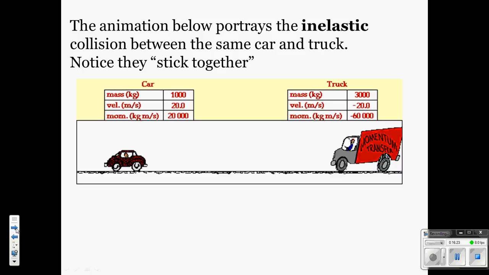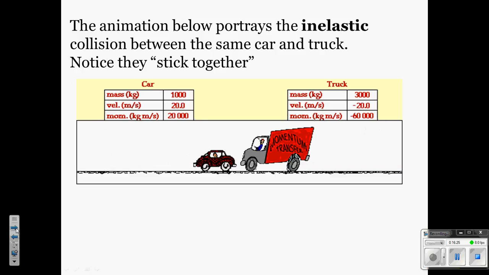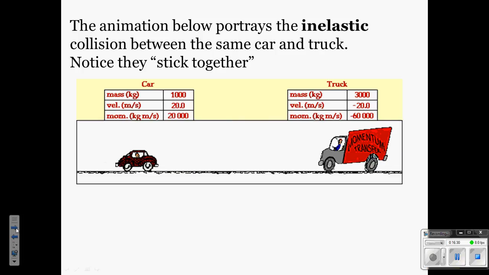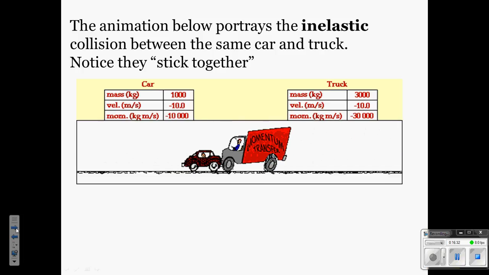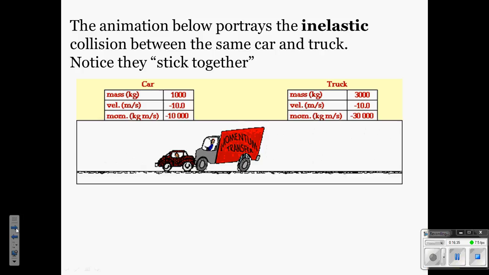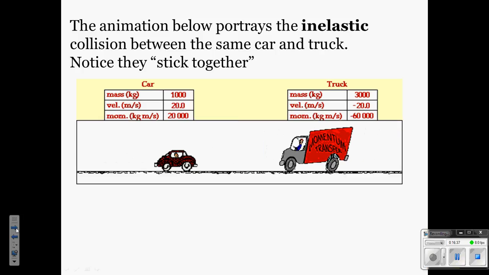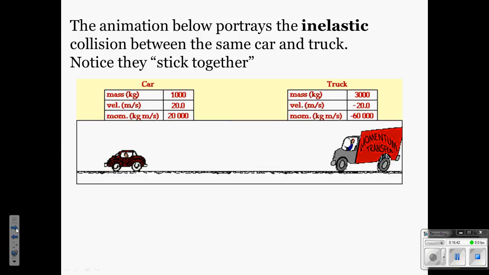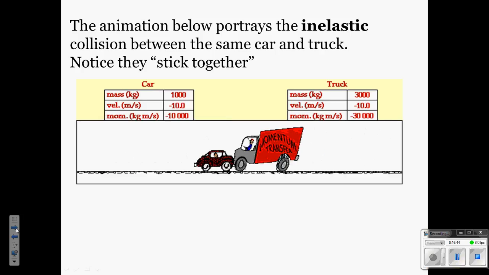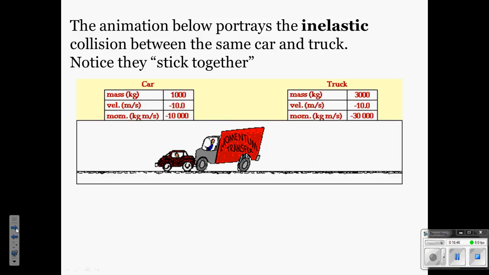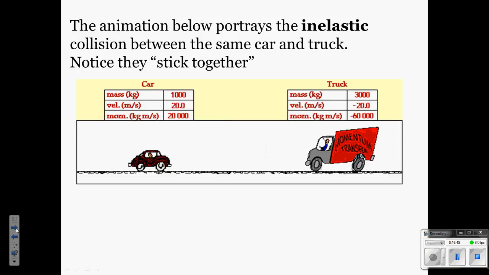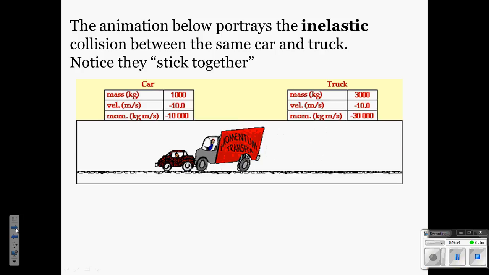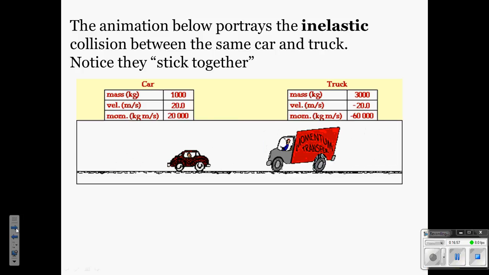Now, just like momentum was conserved in an elastic collision, conservation of momentum holds in an inelastic collision. Now notice that when the car and the truck collide this time, they stay stuck together. That was a little bit different from our previous cartoon. I believe the truck just stood still. But in this particular instance, they all moved to the left.